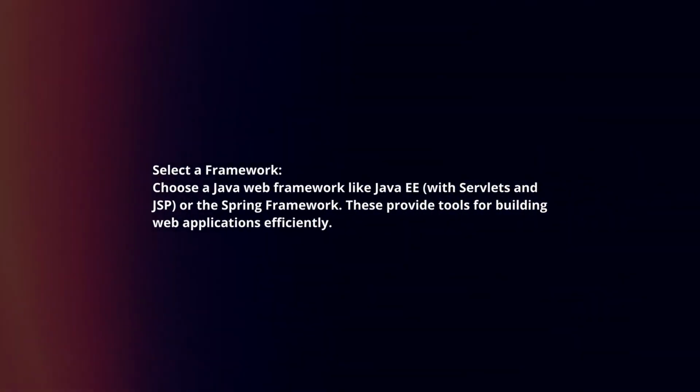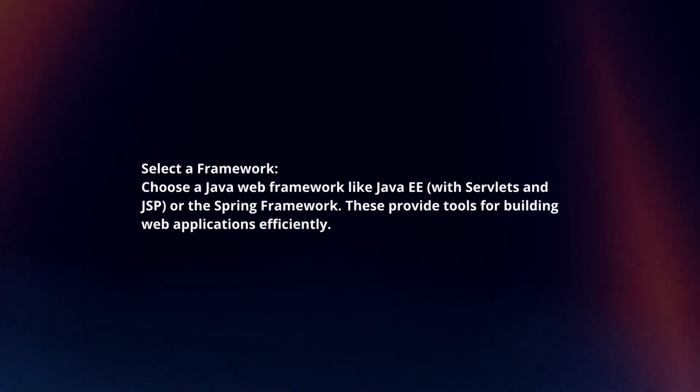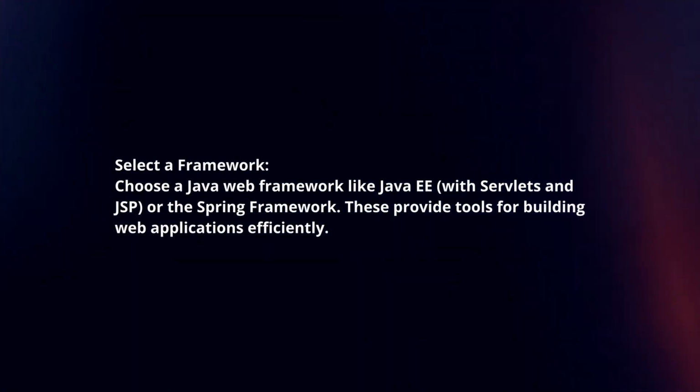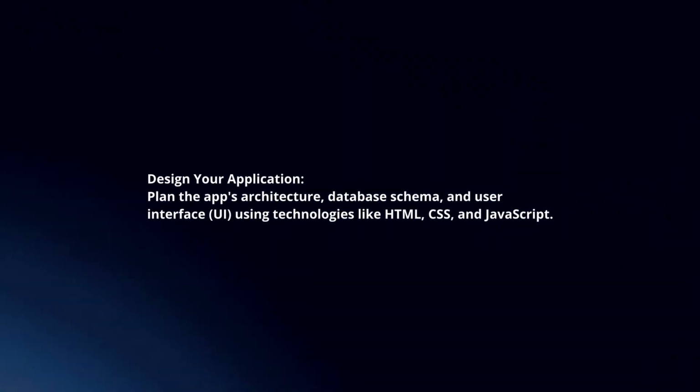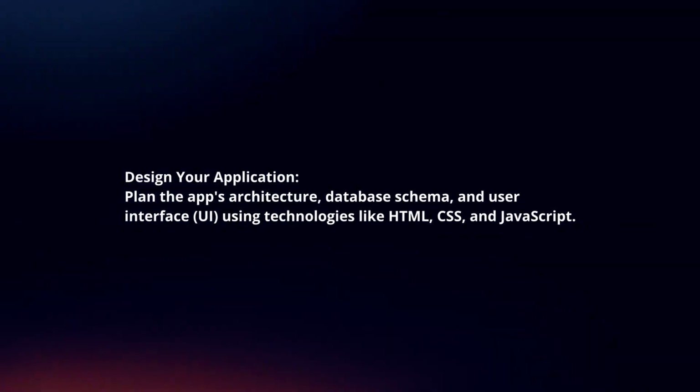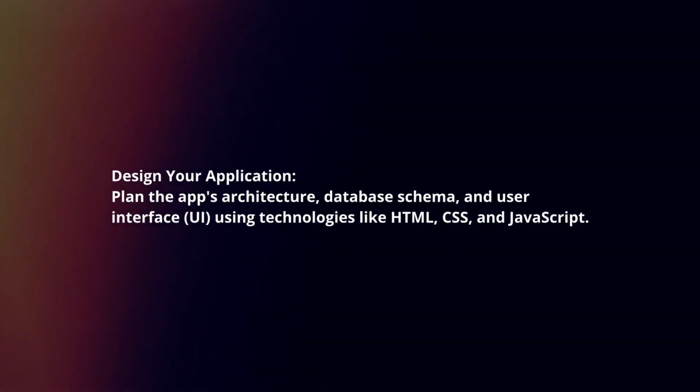Select a framework. Choose a Java web framework like Java EE or the Spring Framework. These provide tools for building web applications efficiently. Design your application. Plan the app's architecture, database schema, and user interface using technologies like HTML, CSS, and JavaScript.